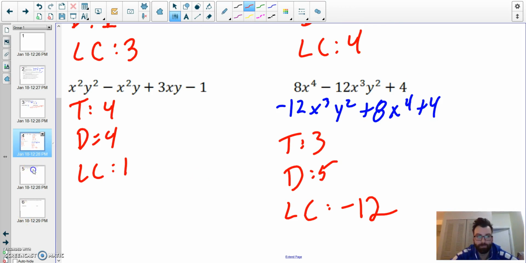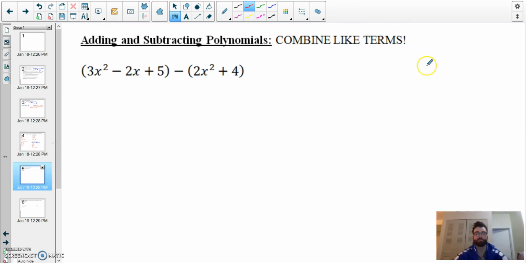Let's flip it. Here we go. Adding and subtracting polynomials. All right, so adding and subtracting polynomials, we're combining like terms. The biggest thing here is to find variables that have the same degree, and constants. Combine those terms, okay?